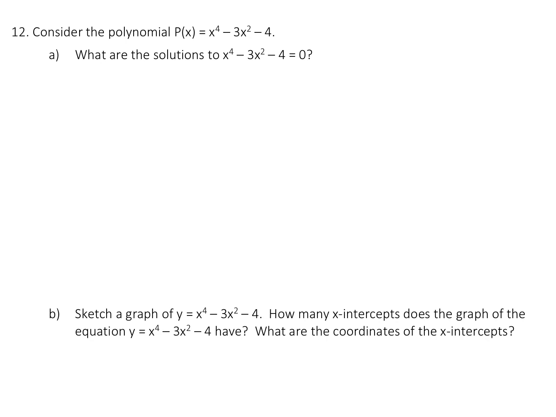Hello, so today we are going to be finishing up the Unit 4 packet. So we're going to start on page 34. Okay, number 12 says, consider the polynomial function p of x. What are the solutions to this equation right here? All right, so we're going to solve this.